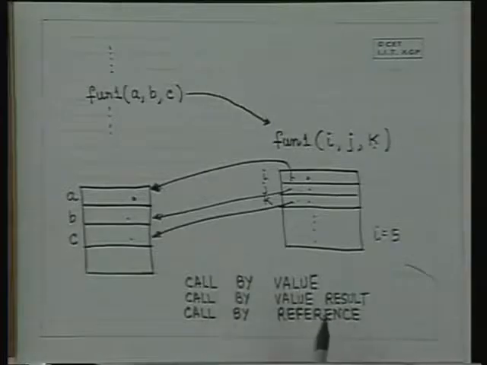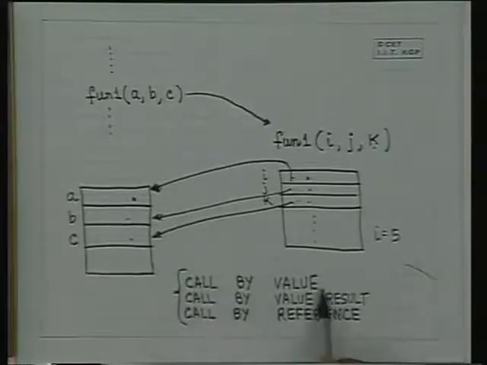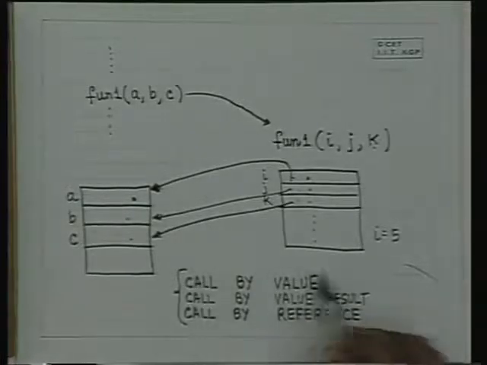There are other ways of parameter passing like call by name and others, but we will now concentrate on call by value, call by value result and call by reference, and C language uses call by value.